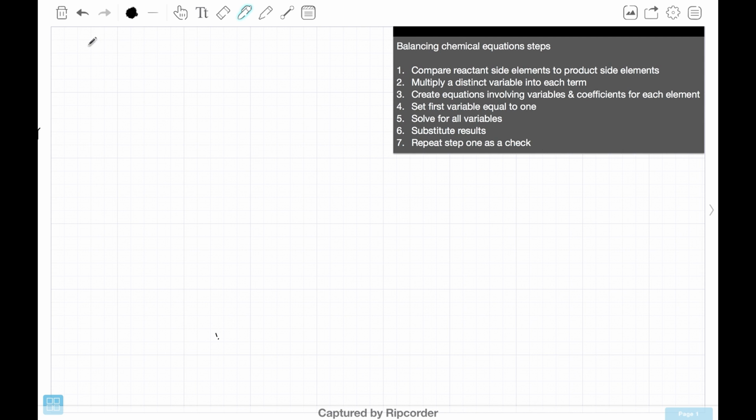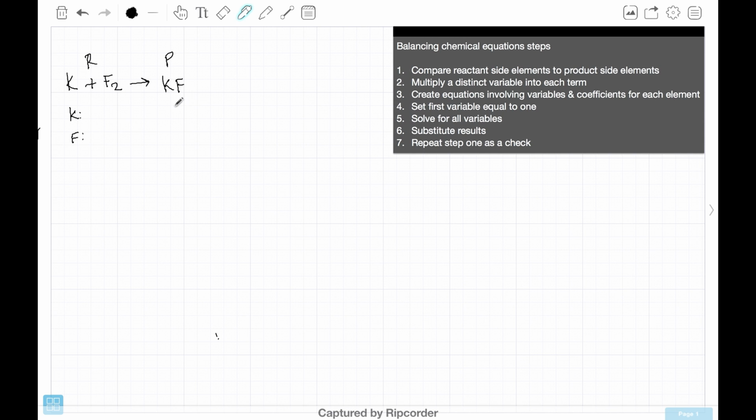Alright, so I'm going to balance a chemical equation using the algebraic method. So I'm going to have K plus F2 is going to give you KF. Step 1 says compare reactant side elements to product side elements. So identify its side. This is your reactant side. Here's your product side.